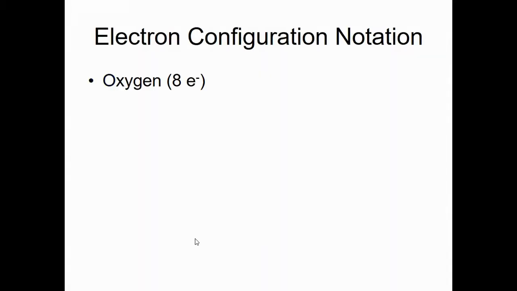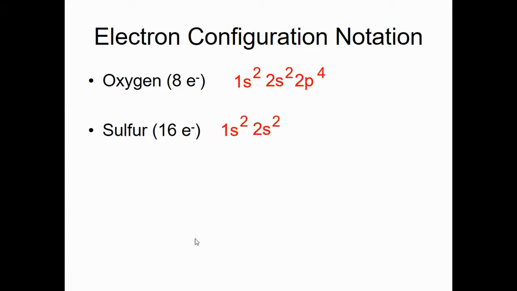Okay, so let's do oxygen. You should have come up with, because we've done this many times, 1s2, 2s2, 2p4. Sulfur has 16 electrons, 1s2, 2s2, 2p6, 3s2, 3p4. Okay, 16 electrons. So if you add up all these superscripts, it will add up to 16.